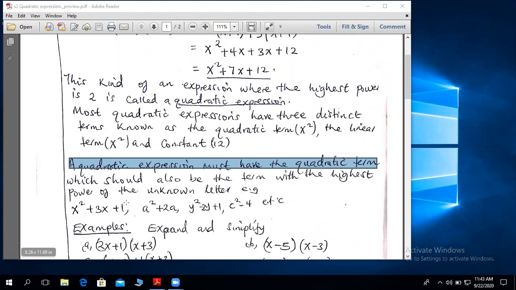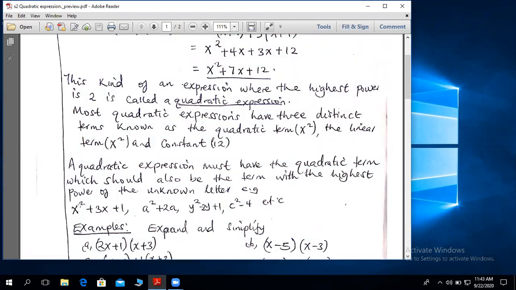For example, we look at this quadratic equation. This is a quadratic equation because the highest power of the unknown is 2. Then this is the linear term, and this is the constant.